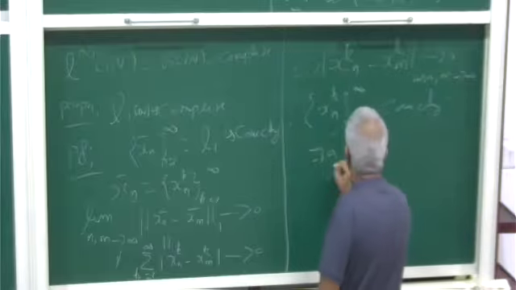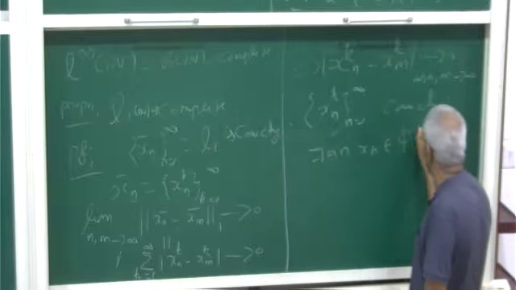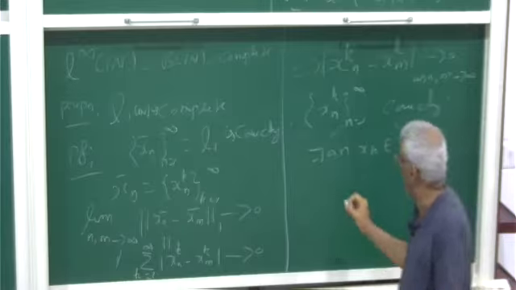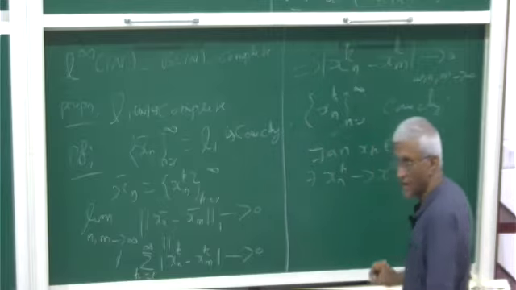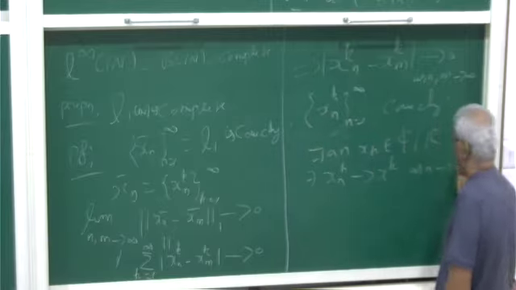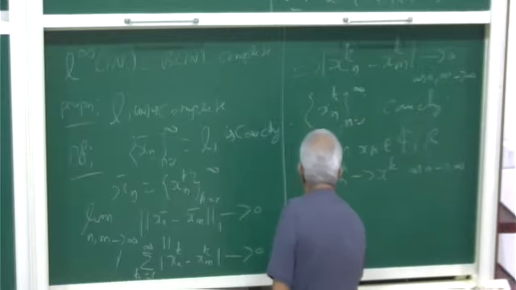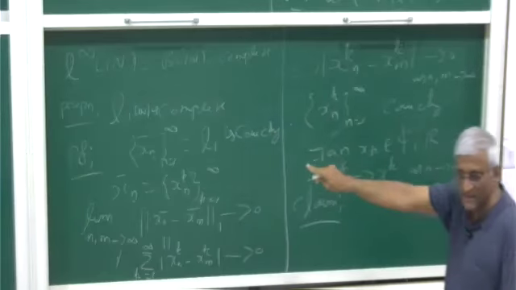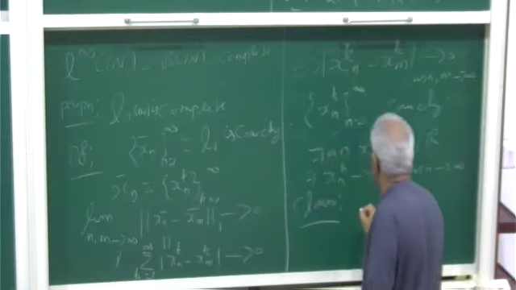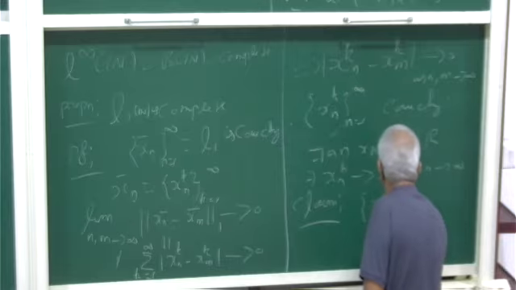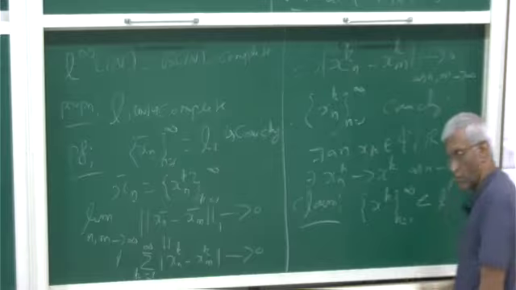So there exists an xk in the real line or complex numbers, doesn't matter whatever you take, such that xk^n converges to xk as n goes to infinity. Now we have to prove two things. To prove that it is complete, we have to find a limit for this sequence in L1. So for that, we have to prove two things. One is that this xk, k equal to 1 to infinity, is in L1.